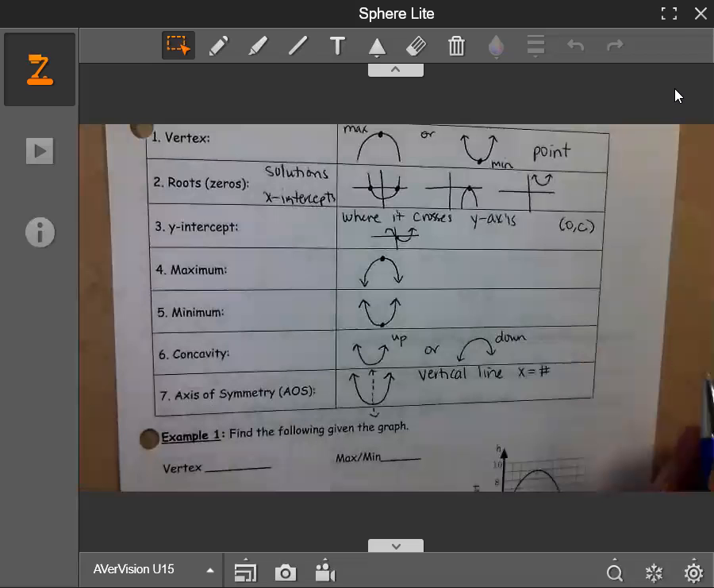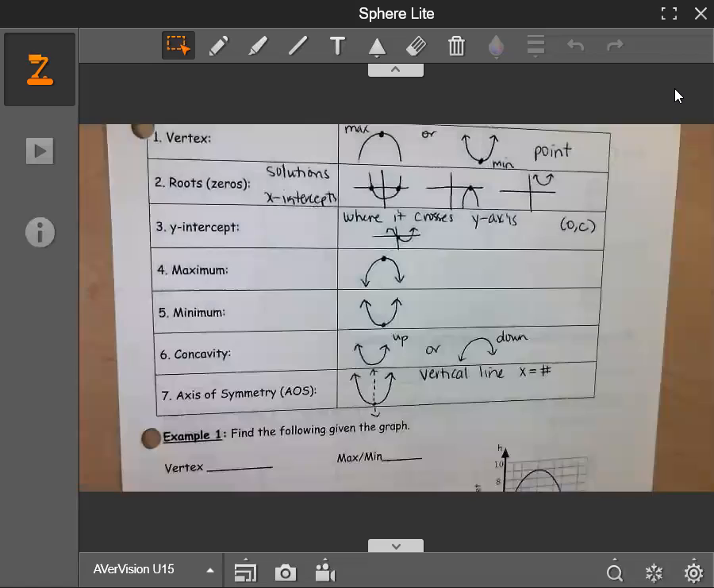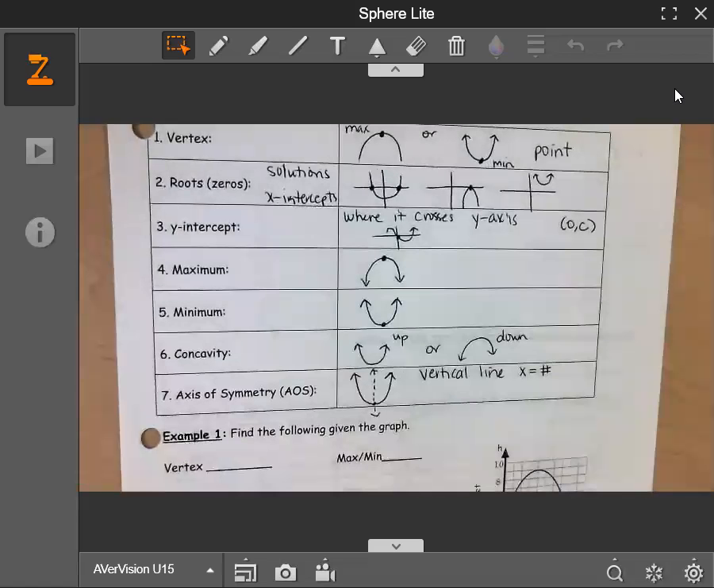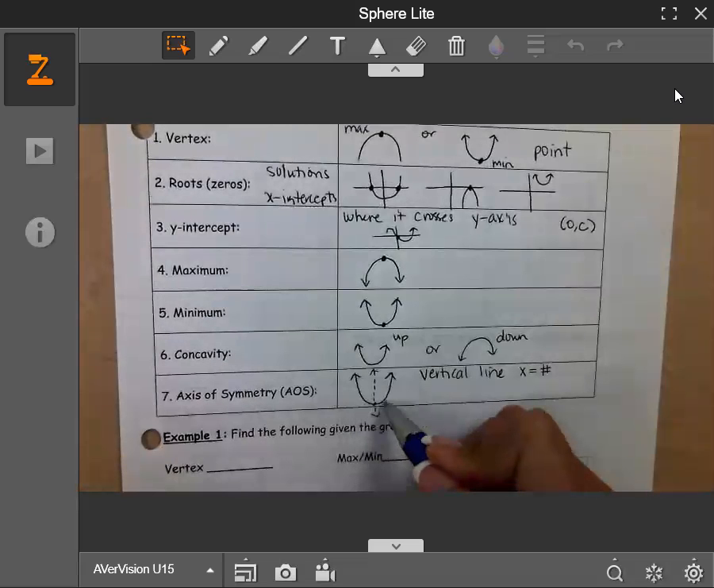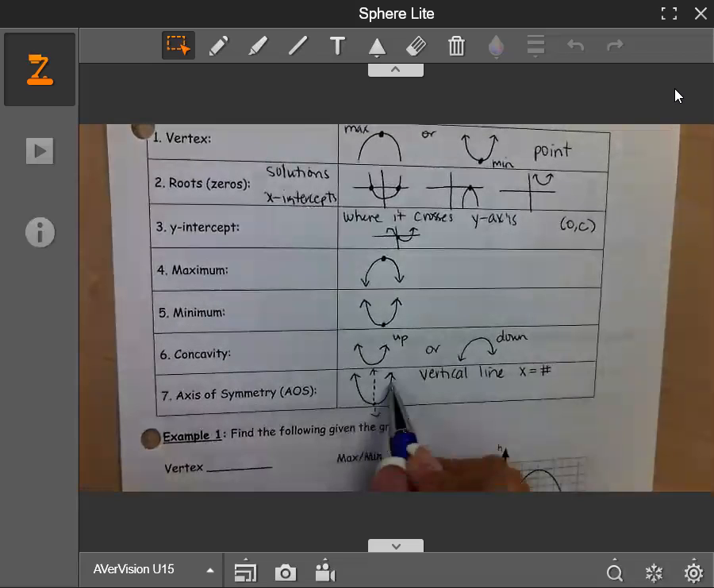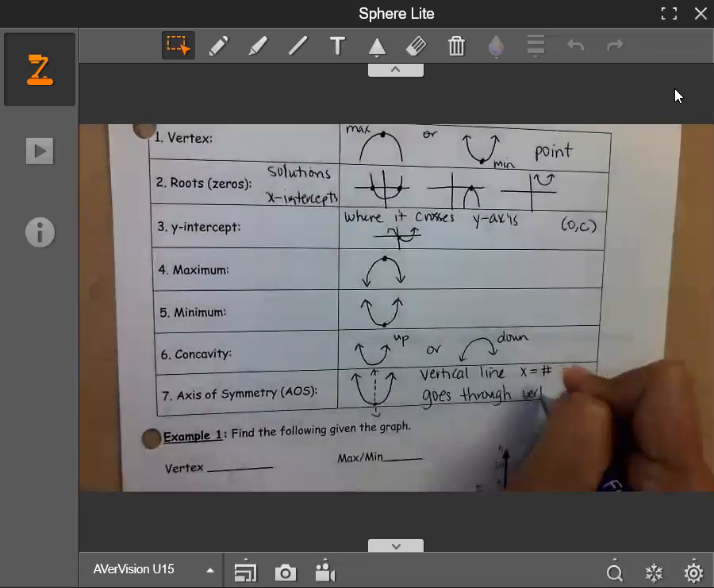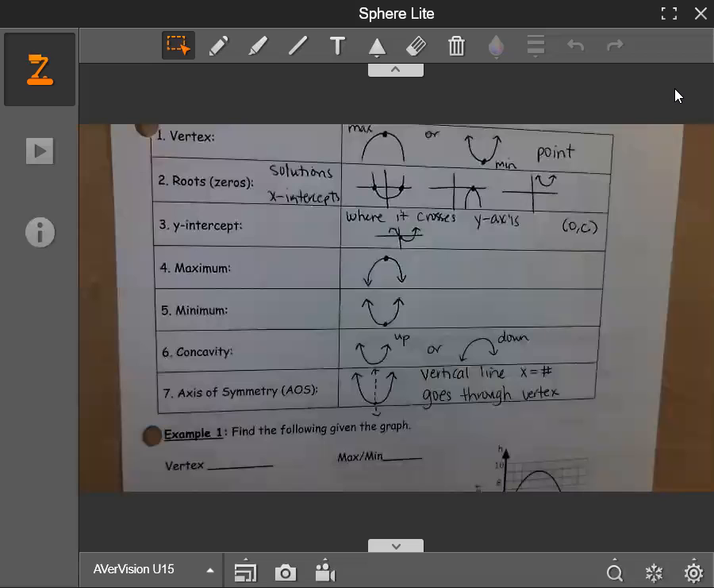And that number is going to be whatever the x-value of the vertex is, since that line has to go through the vertex. That's where we would fold that parabola in half, and all of these points on the left-hand side would land right on top of the ones on the right-hand side. So there is symmetry on both sides. Every point that happens to the left happens to the right. So it goes through the vertex. All right, so there's all our parts to the quadratic, or what we call a parabola here.